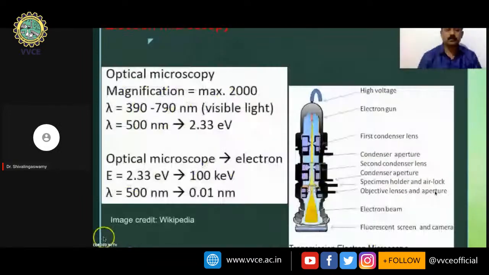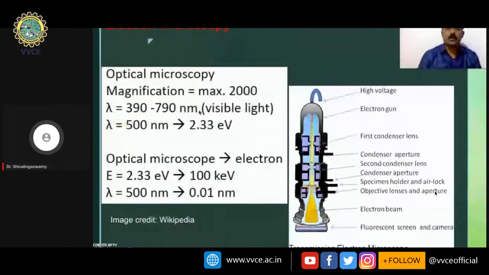Okay, nanostructures, or nanotechnology as a whole, became very prominent because of the invention of the electron microscopes. Before the invention of the electron microscopes, to see smaller objects, we used to use optical microscopes. Optical microscopes have limitations. In optical microscopes, we use visible light, whose wavelength ranges from approximately 400 nanometer to 800 nanometer.